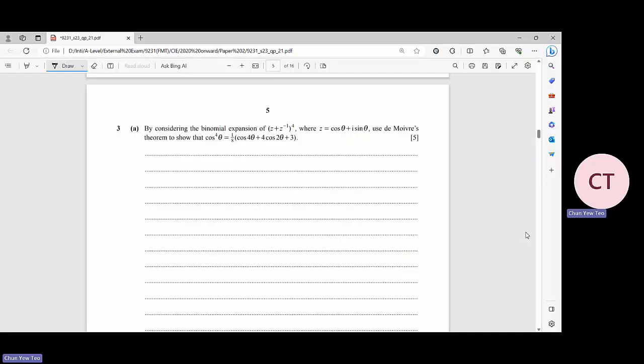Okay, now we take a look at question number 3A. By considering the expansion of this, where z equal to cos theta plus i sin theta, then they want you to use De Moivre's theorem to show this. So what you can do here is, first of all, we need to show an important result, which is, in general, z to the power n plus z to the power negative n is equal to 2 cos n theta. So this result, I need to show it first.